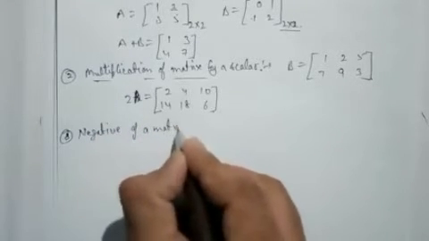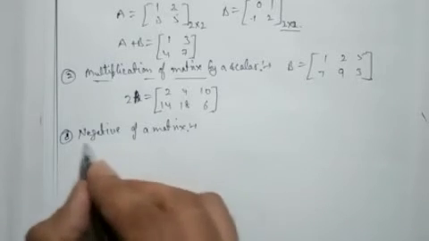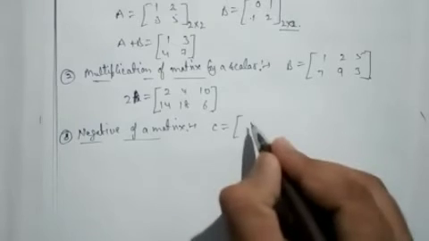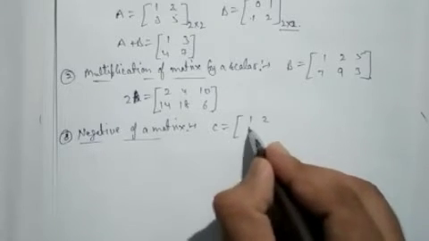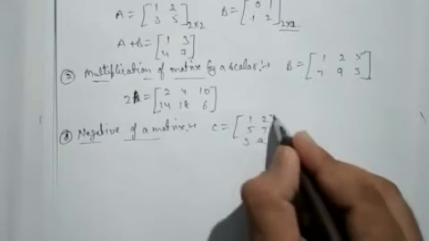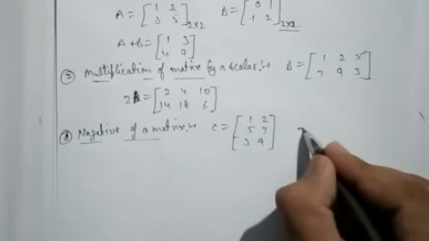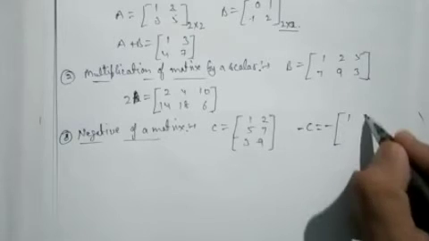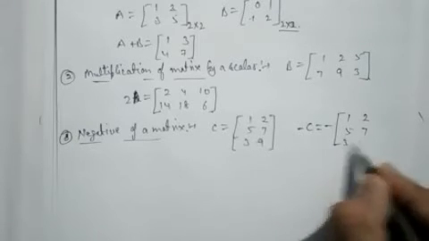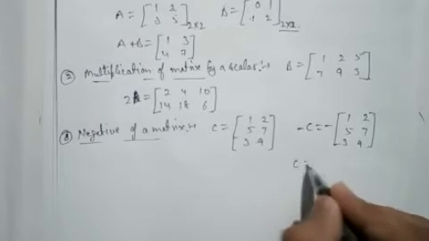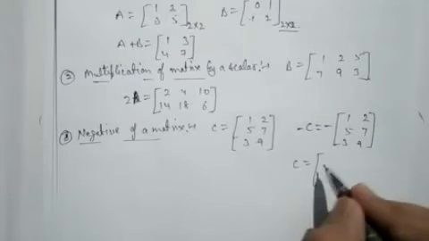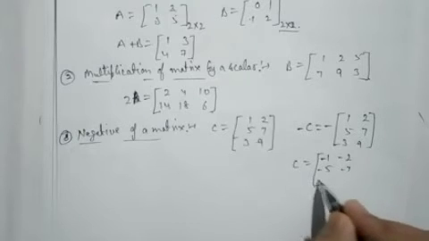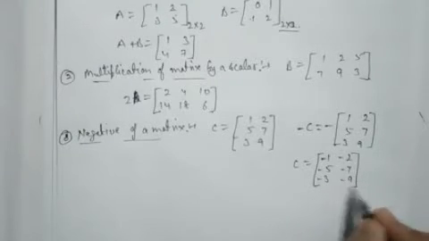Or negation. If we have a C matrix 1 2 5 7 3 9, we would like to find minus C. Minus C means minus of this matrix 1 2 5 7 3 9. So for the C matrix we have to multiply minus by each element: minus 1, minus 2, minus 5, minus 7, minus 3, minus 9.